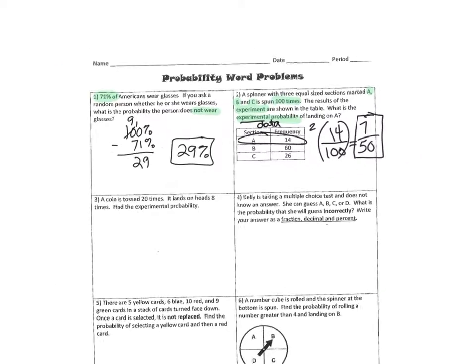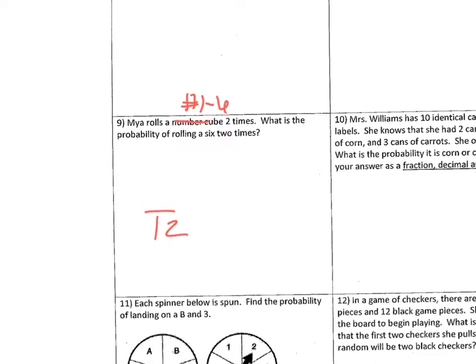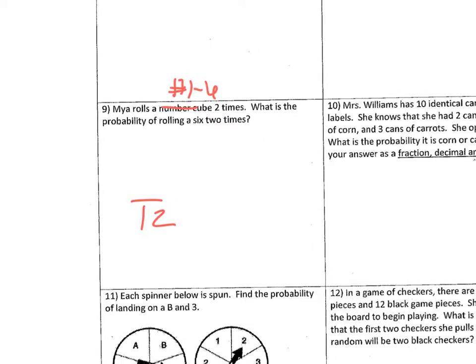So the rest of this will be on your own, but I want you guys to look at a problem on the back. Look at number 9 on the back page. So Maya rolls a number cube, or to us, that's just a dice with 6 sides, 2 times. What's the probability of rolling a 6 2 times?